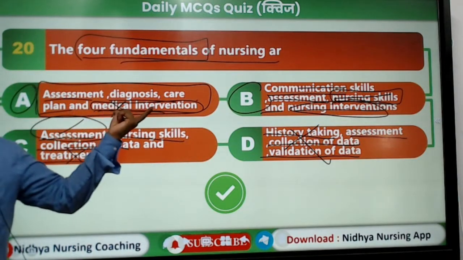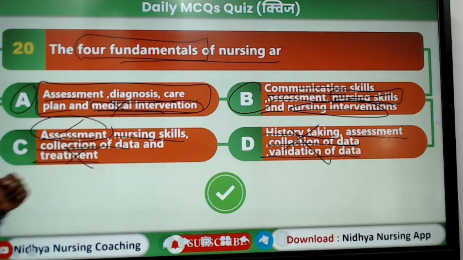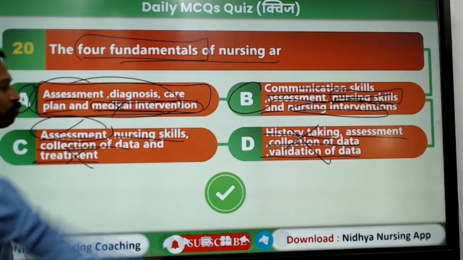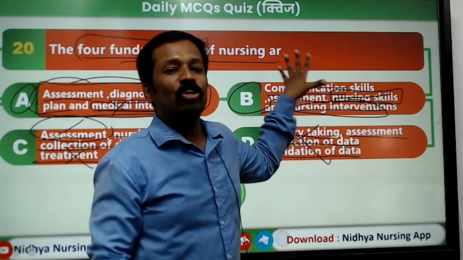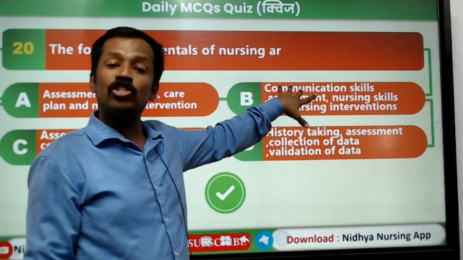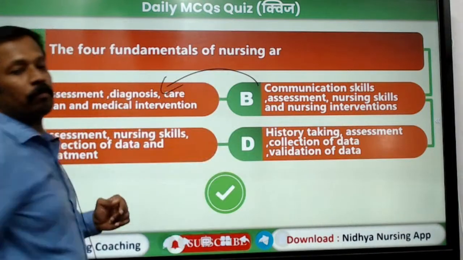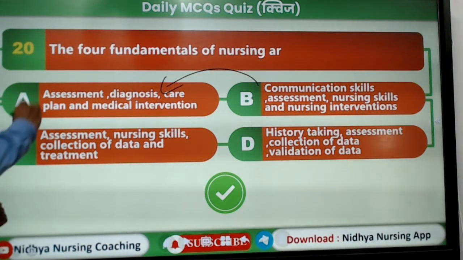So what is the little more suitable answer? Little more suitable answer is A. So don't look at here. Here maybe the answer key may be this one, but that is not the most suitable. Most suitable is A. Got it?